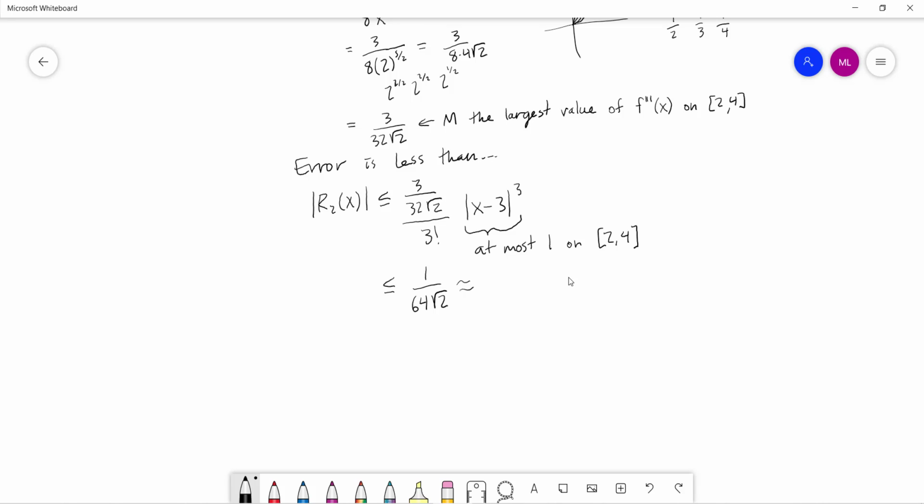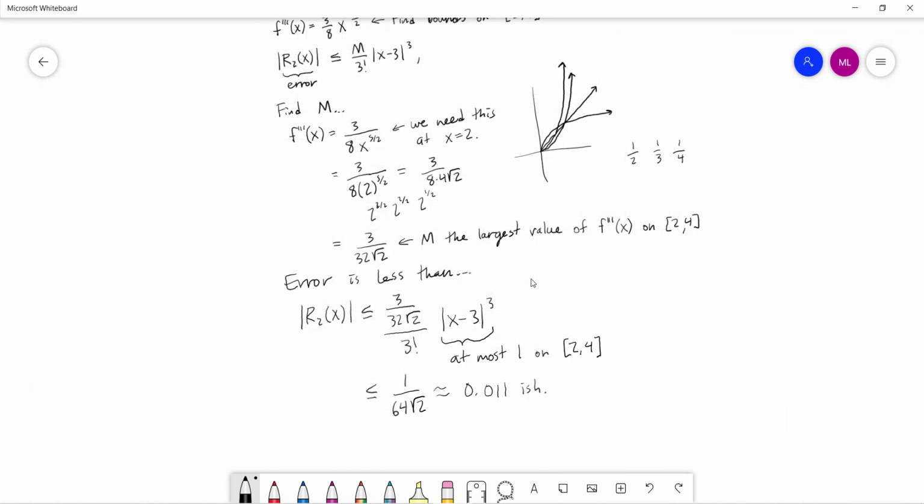Here's one. Let me see if this can do it. So 1/64 times the square root of 2. And so I got 0.011-ish. So our error is going to be less than that. We're not bad. We're almost to the nearest hundredth, just a little bit more than to the nearest hundredth. And so we have a bound on what the error can be here.